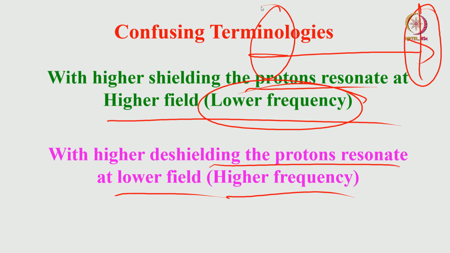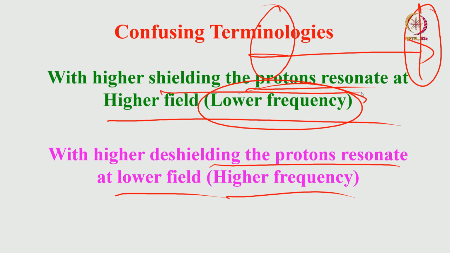This has come by practice from the CW days, where people used to scan the field to get the resonance. As you keep on increasing the field, they used to get the resonance. Then they used to say, I got a peak at high field. That is how the terminology has stayed in the field for a long time. But this is a confusing terminology, do not get confused.